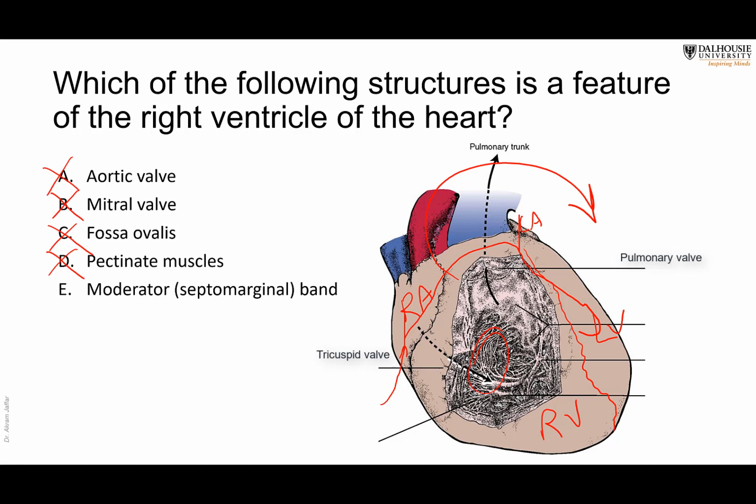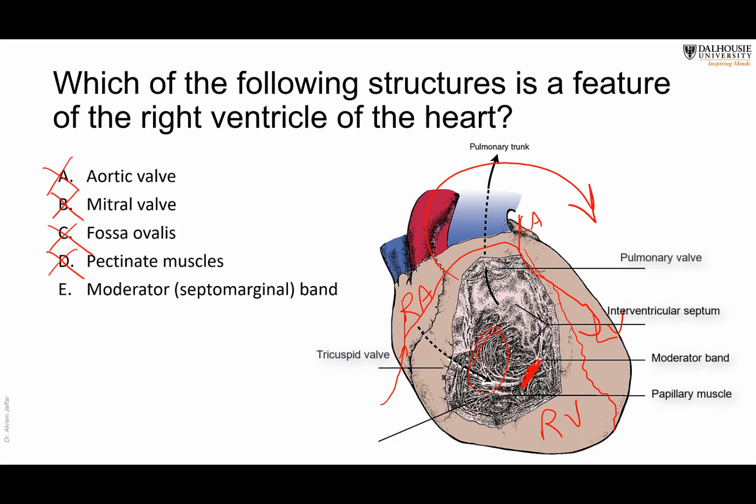That's the location of the moderator band or the septomarginal trabecula. It extends from the interventricular septum, which is located here at the posterior wall of the right ventricle, and then extends to the base of the anterior papillary muscle on the anterior surface of the heart. It transmits the right bundle branch of the conductive system of the heart.